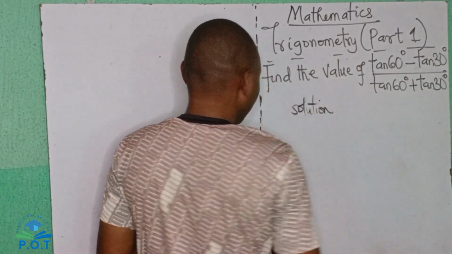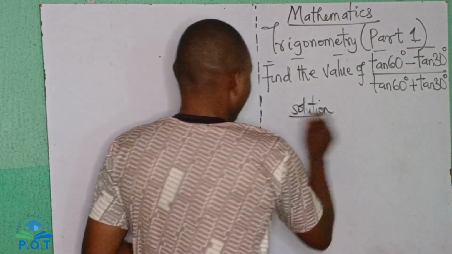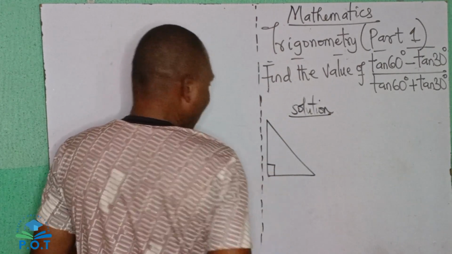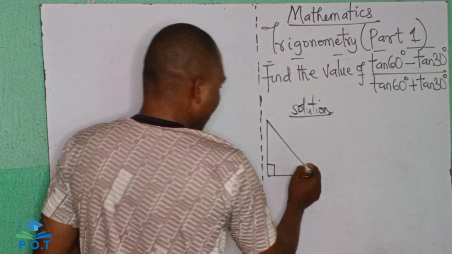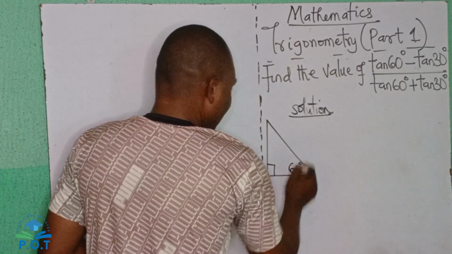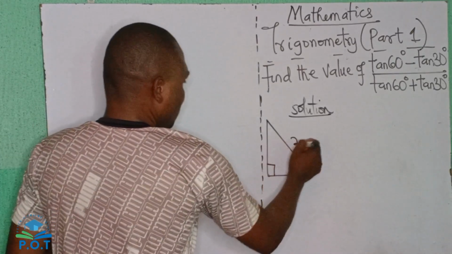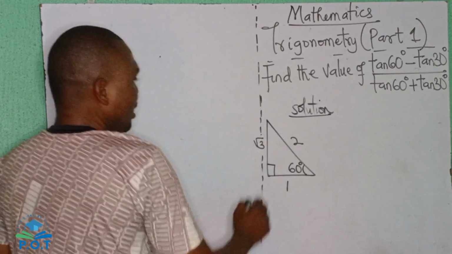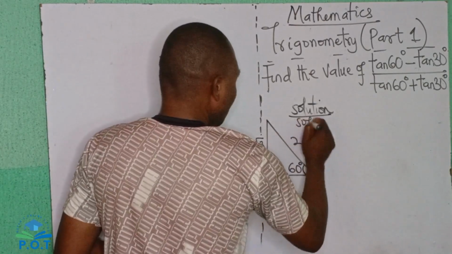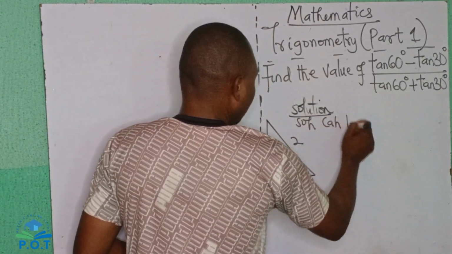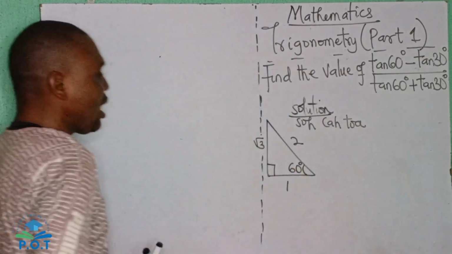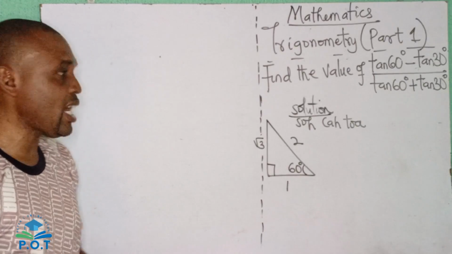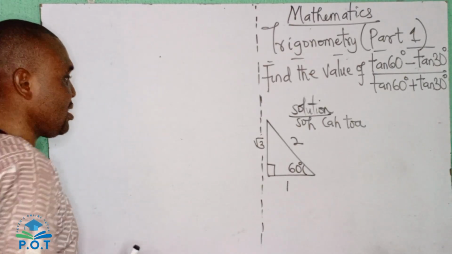Solution. Now, we have an angle like this. It is a triangle, and there is an angle of 90 degree. Here is 60 degree, okay? Here is 2, here is 1, and here is root 3. Now, using SOHCAHTOA, I want to find sine 60 degree, cos 60 degree, and tan 60 degree.